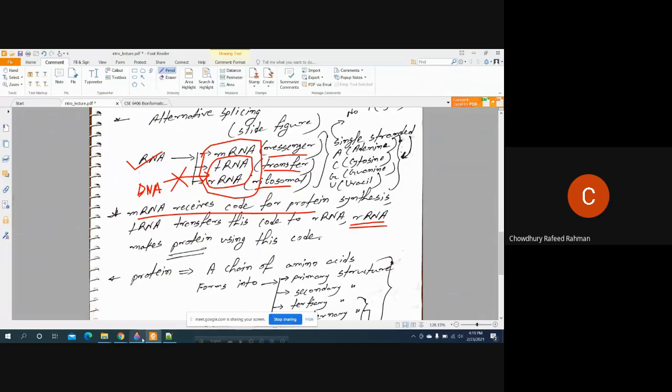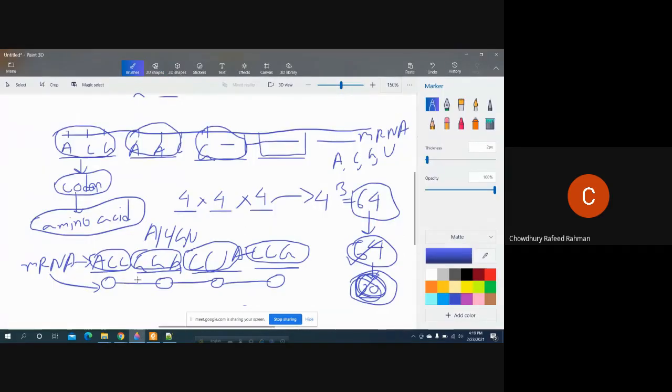Okay? That means this transformation does not actually happen automatically, like magic. It has to be transformed by someone. And that someone is the rRNA, that means ribosomal RNA. But ribosomal RNA is not the carrier. Someone has to carry this information to the ribosomal RNA. That carrier is the tRNA. Now, is this thing clear?